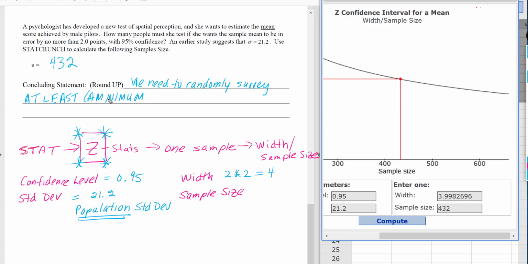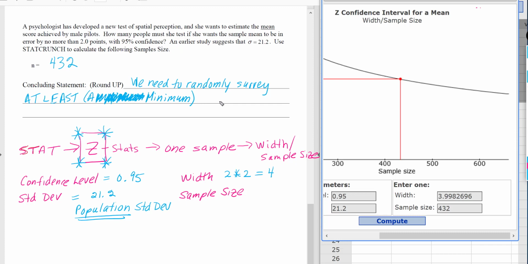Let's see, that looks a little odd here. Oh, I butchered that. Let's see. Let's try again. A minimum. So make sure you're writing at least or a minimum. Don't write both. I'm just showing you each one differently.